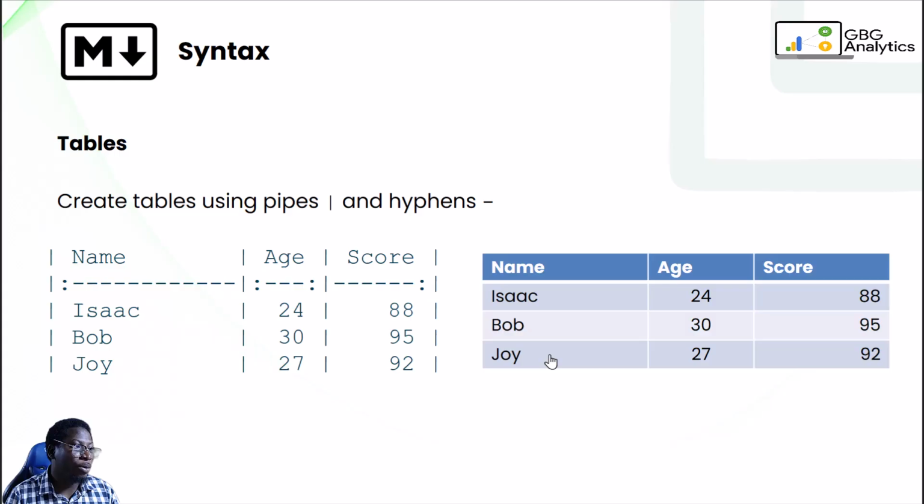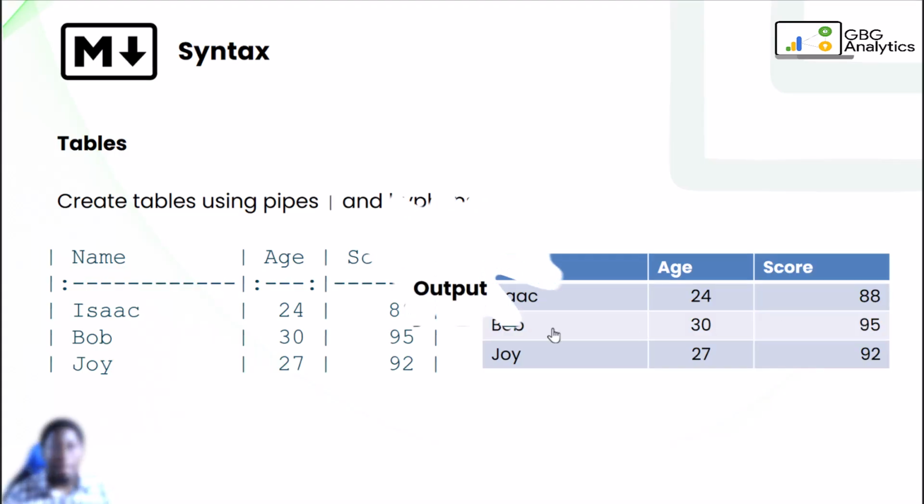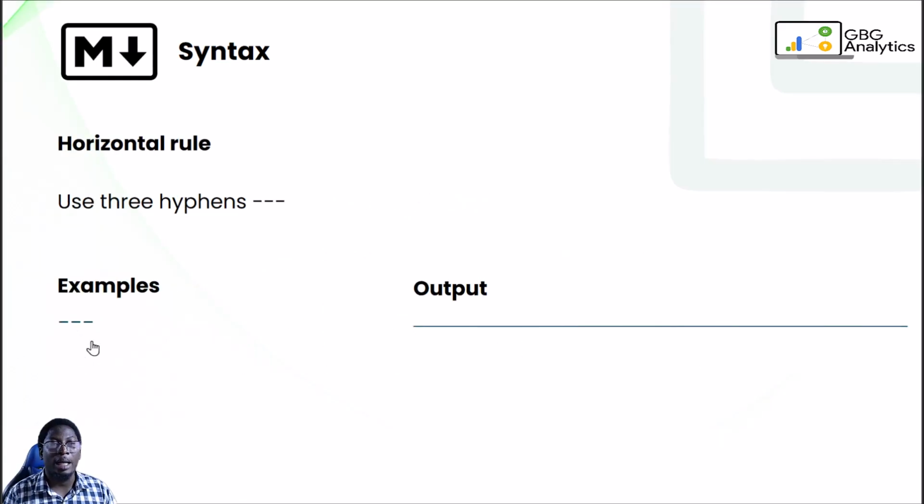If you have double colon here, at the beginning and at the end, this text here will be centered. And then for the score column, because we have it at the end of this place, the text here will be right aligned. You can also use Markdown to create a horizontal rule. For example, if you use three hyphens, it will construct a straight horizontal line across your document.